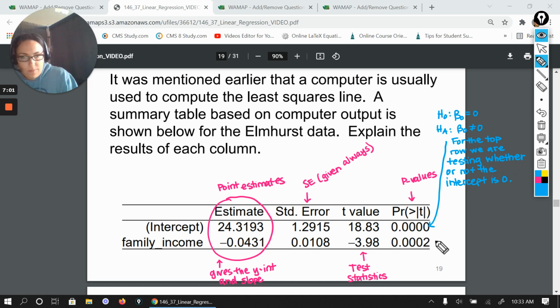Now what about the second row? For the second row, the null hypothesis would say that beta 1 is 0, and the alternative hypothesis would say that beta 1 is not equal to 0. So for this second row, or this bottom row, we are testing whether or not the slope is 0.